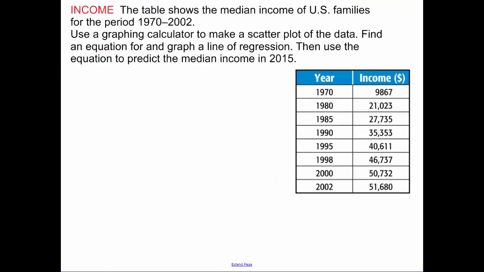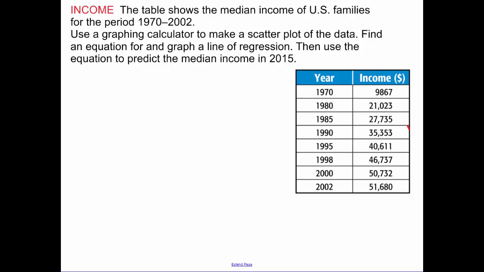So our next example using the calculator, because look at these big numbers. These numbers get pretty big. Okay, so the table shows the median income of U.S. families for the period from 1970 to 2002. Use a graphing calculator to make a scatter plot of the data, find an equation for and graph the line of regression, then use the equation to predict the median income in 2015.